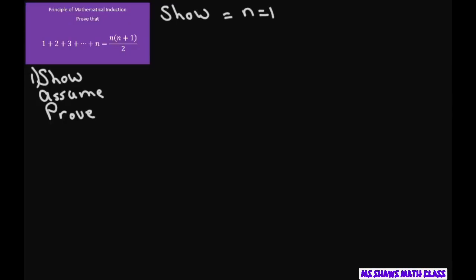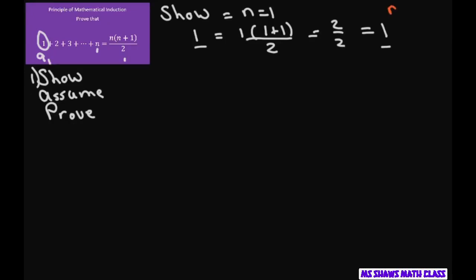You want to show, assume, and prove. So the first thing is to show. The show part is to show that it's true for n equals 1. So we're going to plug in 1. You can plug it in each of these pieces, and you get 1 equals 1 times 1 plus 1 divided by 2. And that's going to give you 2 divided by 2, which equals 1. So they all match. And it should equal your first term, because this is your first term.